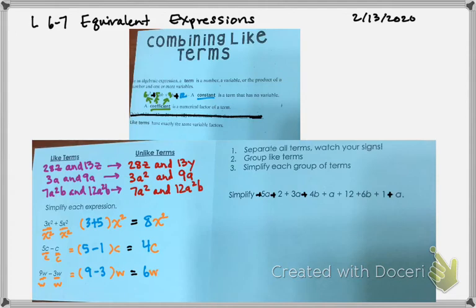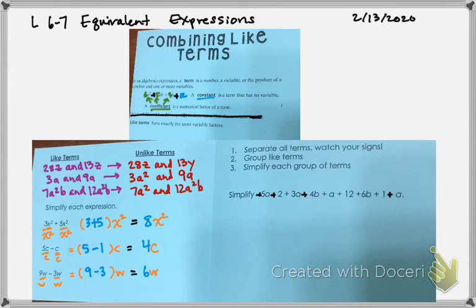Okay, so over on the other side, it basically tells you what to do. We're going to give you a compound problem, so that means we've got more than one thing happening. It says separate all the terms and watch your sign. So basically what they're trying to do is make sure that all the terms are separated with pluses. Now in our case, that's probably how it's going to show up anyway. And then it says to group like terms, and then to simplify each group of terms. So we're going to go ahead and do that.